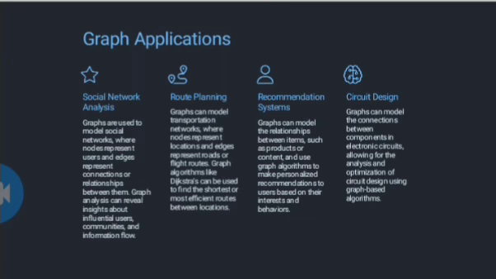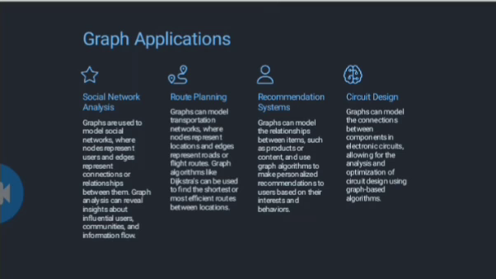Route planning. Graphs can model transportation networks where nodes represent locations and edges represent routes or flight routes. Graph algorithms like Dijkstra's can be used to find the shortest or most efficient routes between locations.